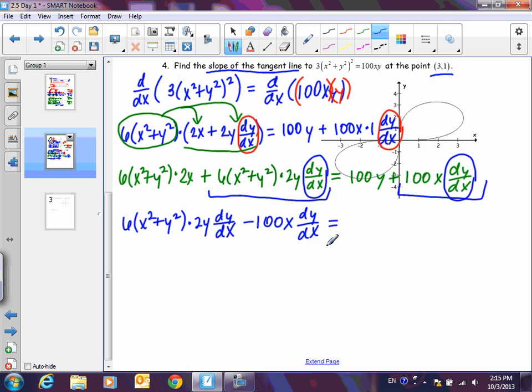The non-dy over dx terms, they got to go to the other side. Okay, so I already have 100y. That's exactly where I want it. The other term I got to subtract.